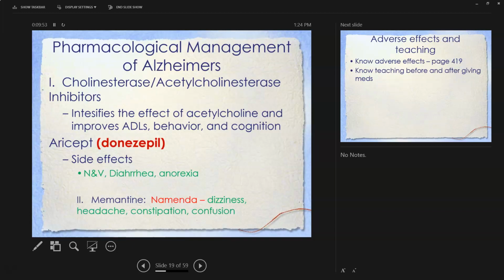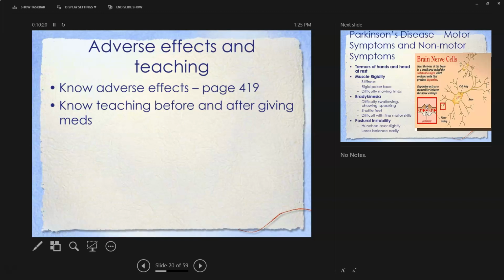Management: nowadays there's no cure. Certainly Aricept is one that people normally take, and it has side effects, but not too bad. It intensifies the effect of acetylcholine and improves activities of daily living, behavior, and cognition. And Namenda is another one that is given.